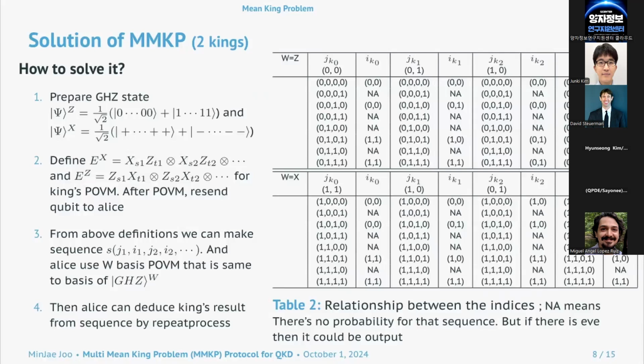This table shows the relationship between the W basis and the measurement indices J and I. For example, in the case of W equals Z, the table shows how the values of J and I change. The areas marked NA indicate that there is no probability for that sequence to occur. For the King's measurement result, if there is an eavesdropper, it would affect the outcomes, as shown in the table.